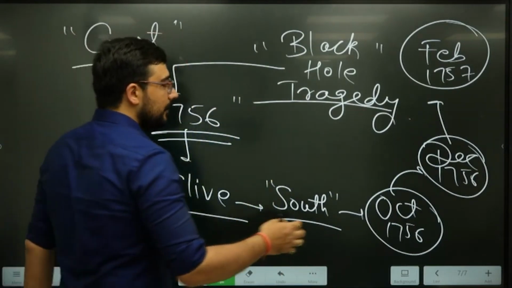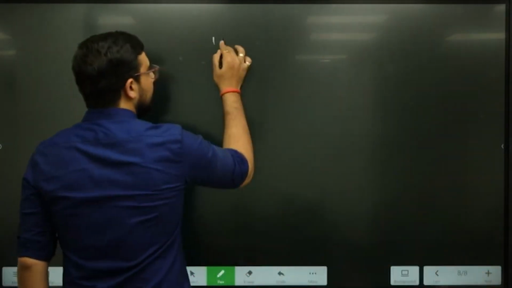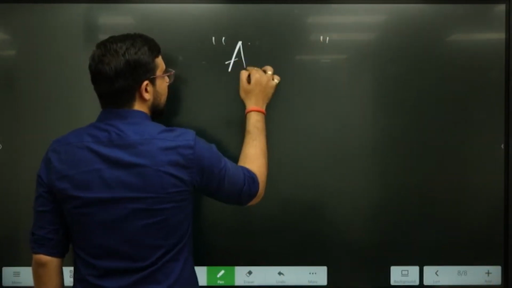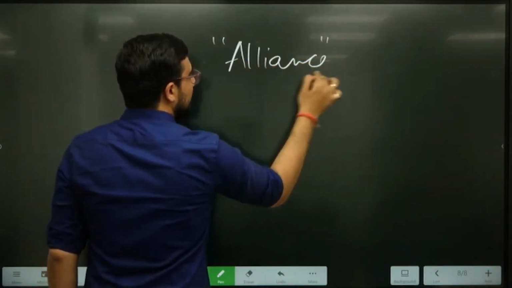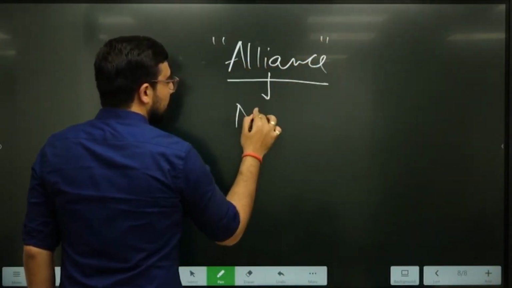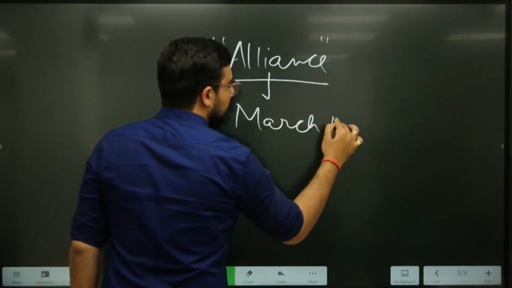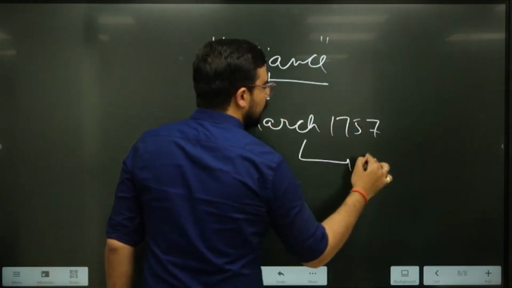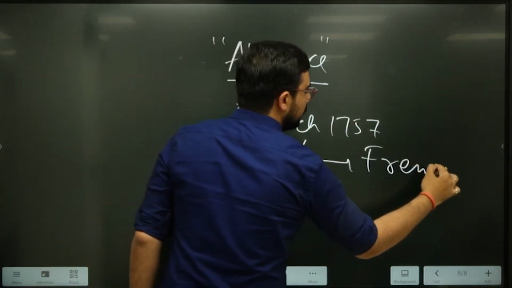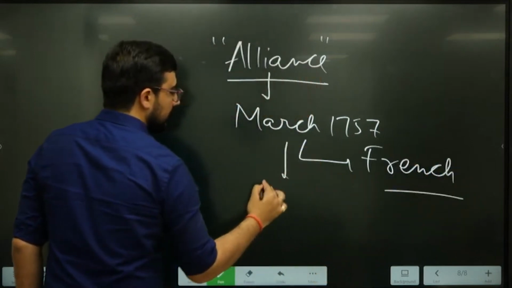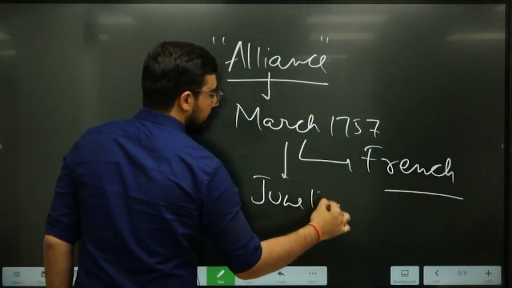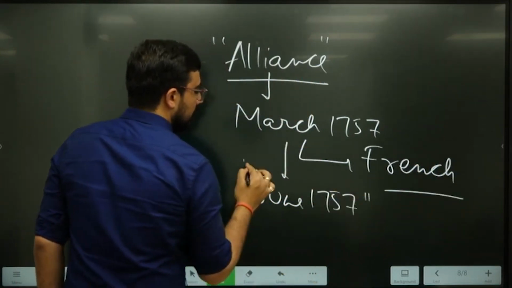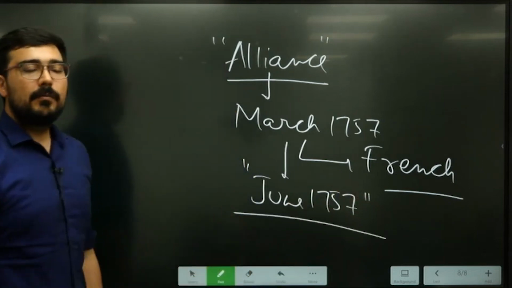So that's why after creating this alliance, unholy alliance, in March 1757, he first attacked the French in Chandarnagar, and then by June 1757, we see the Battle of Plassey.